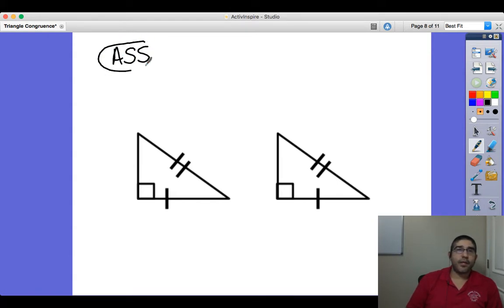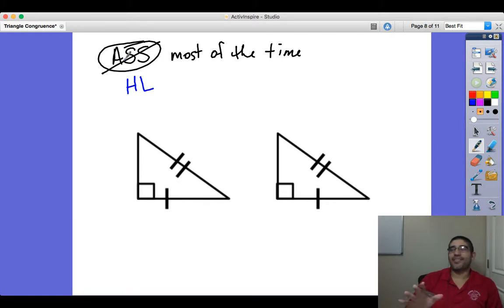Angle, side, side does not work most of the time. Most of the time. There's one exception to that rule. And that exception is what we call hypotenuse leg. So we take angle, side, side, and we're like, you know what? Let's use it sometimes, but only if we have a right triangle, or two right triangles, in fact. If you have two right triangles, we can say, okay, you get the angle here, and then a side, and then another side. So angle, side, side kind of works in this case, but we call it hypotenuse leg because we don't want to be dirty.